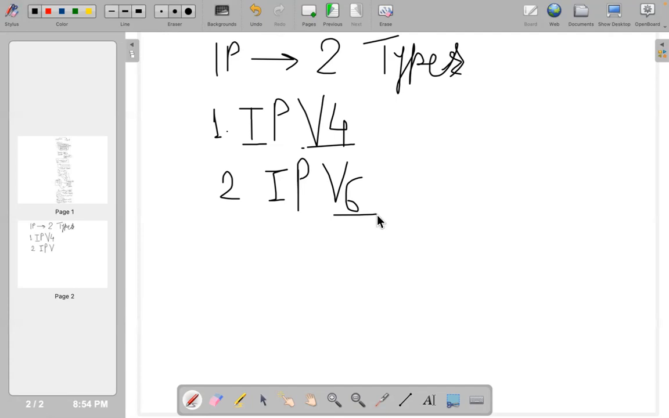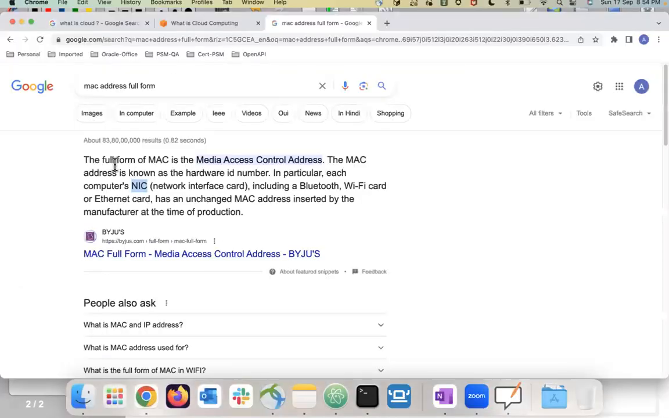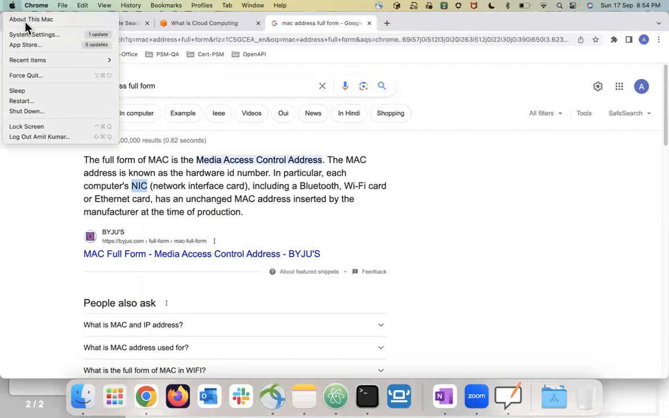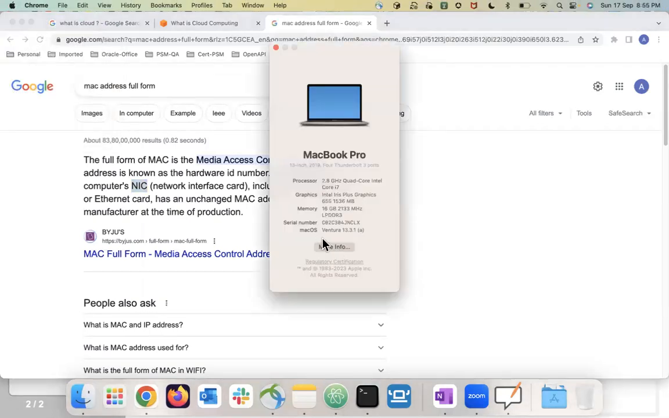Now if I show you on my Mac, you'll understand. This is About This Mac, and this is macOS. What is the operating system version the Mac is using? You see 13.3.1. You can see this.